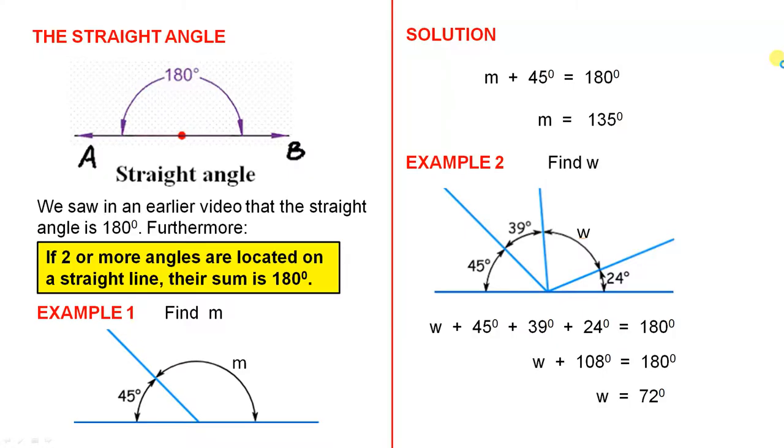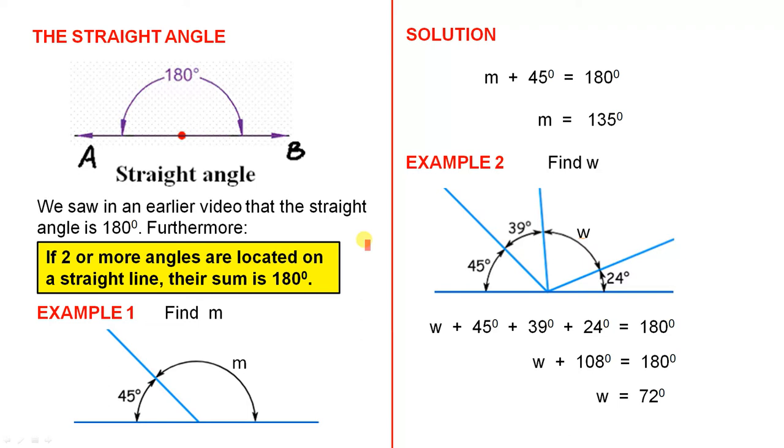The straight angle. We saw in an earlier video that the straight angle is 180 degrees. So there it is here. When you have a straight line, that's what we refer to as a straight angle. And here it is, 180 degrees. And we saw that too when we looked at the video on the protractor.